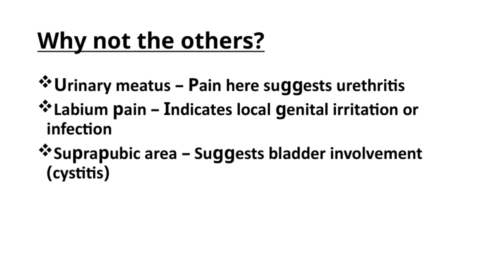So why not the others? Well, pain in different regions can be misleading or less specific for certain conditions. For example, pain outside these areas might be due to other causes, but focusing on these key sites helps us directly target the suspected underlying issue. Overall, understanding where the pain is helps us differentiate between urethritis, local genital infections, and bladder problems, guiding us towards the right diagnosis and treatment.